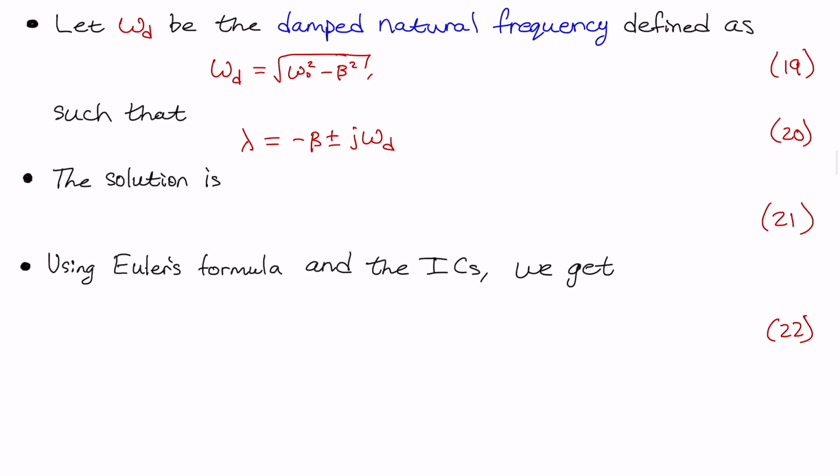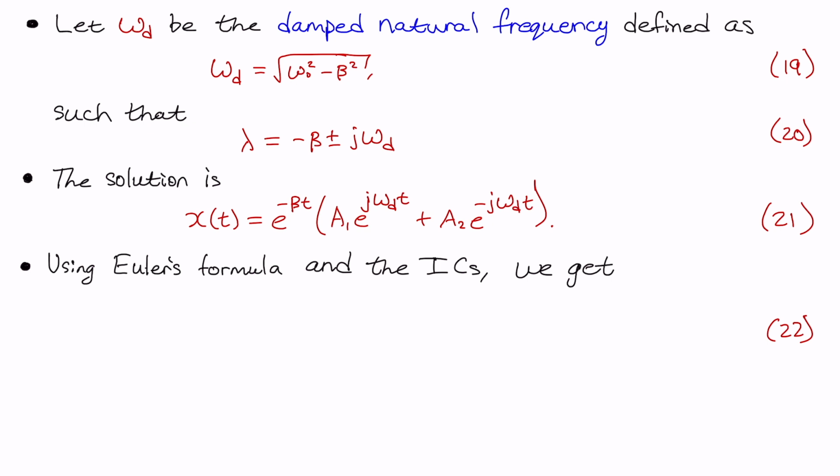From there, the solution ends up being x of t equal to e to the minus beta t times the quantity a1 times e to the j omega d t plus a2 e to the minus j omega d t, which is a similar form to what we had in the previous section, except now we have this e to the minus beta t on the outside, and we have e to the j omega d, the damped natural frequency, instead of the natural frequency.